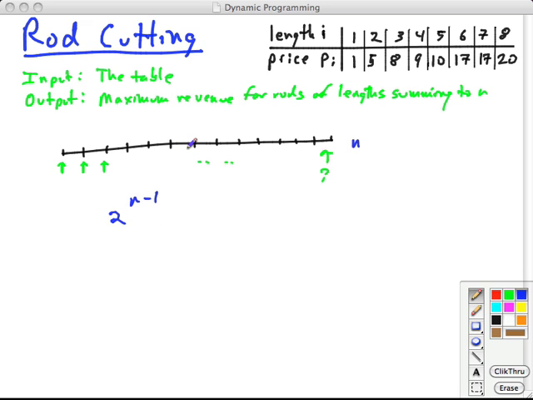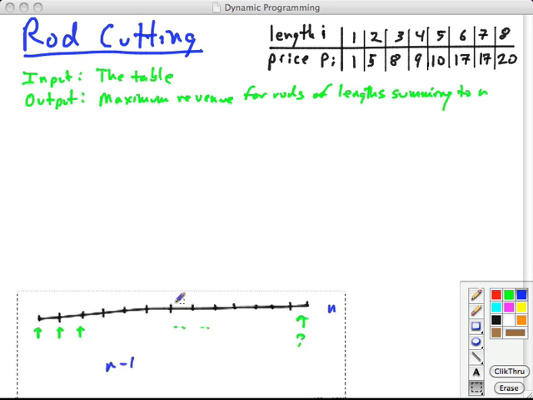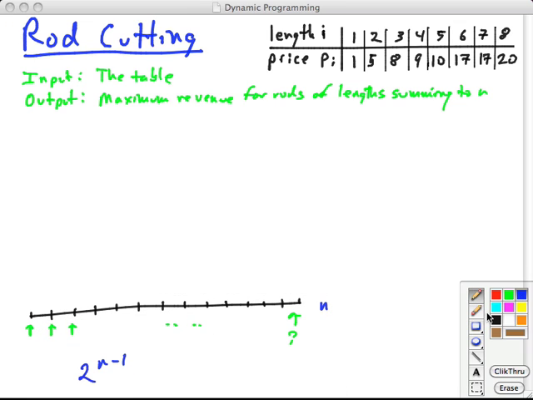So checking all possible solutions is not really viable. Let's set this aside and look now at a particular example. Let's say we have a rod of length 4. How many different ways can we cut it up? And we've got to remember that one option is to not cut it at all.